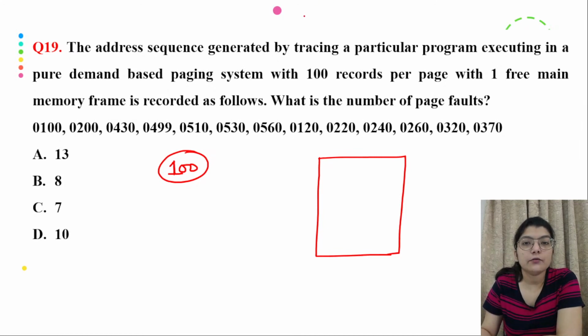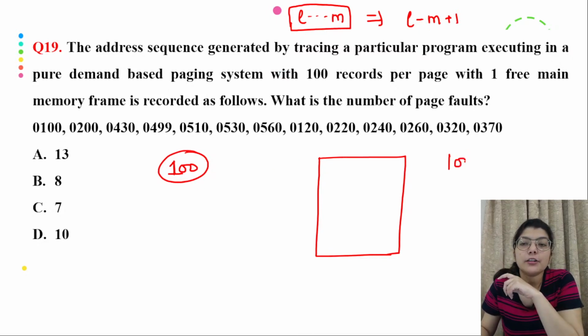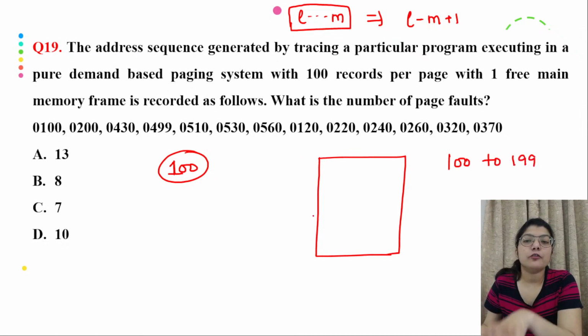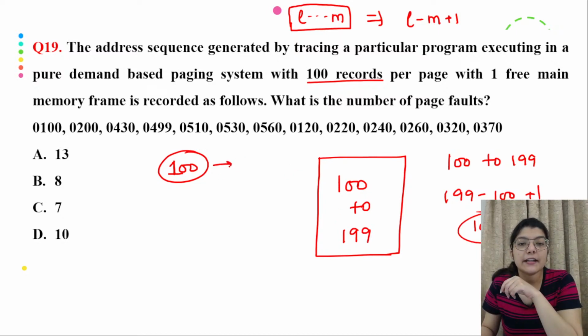I have told you, I think you know this formula: if a range is given to us from L to M and we have to find how many elements are there in total in this range, the formula is M minus L plus 1. So if my starting page is 100, from 100 to 199 I have to bring the records. Why? Because 199 minus 100 plus 1 gives you 100 records. So you will bring the 100 to 199 records, and since it was not present with you, it will be treated as one page fault.